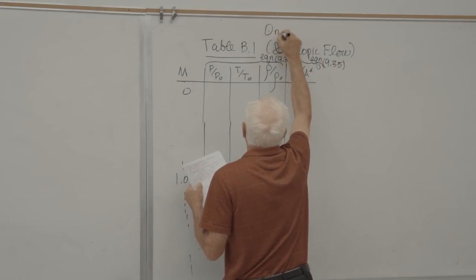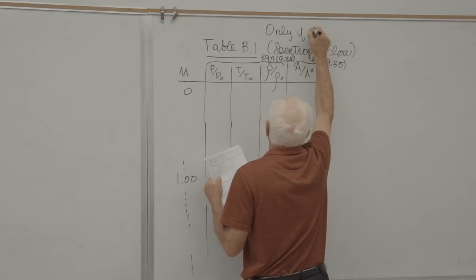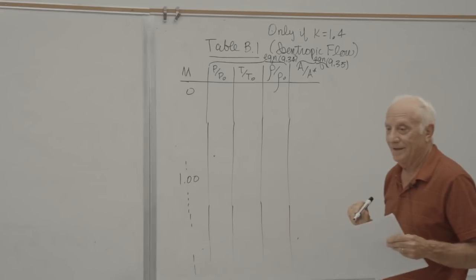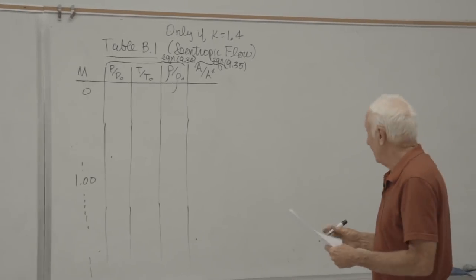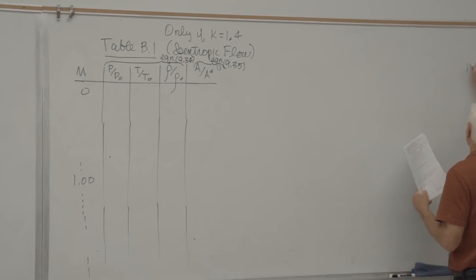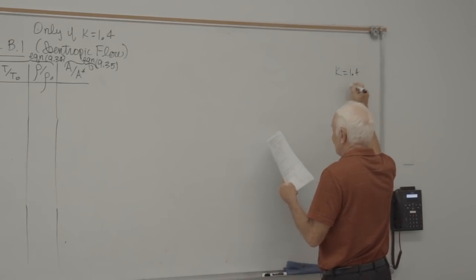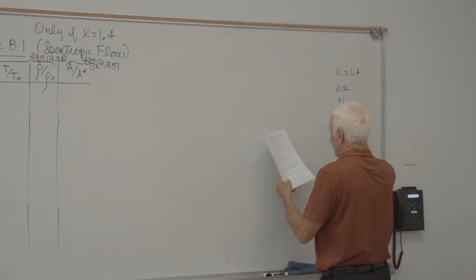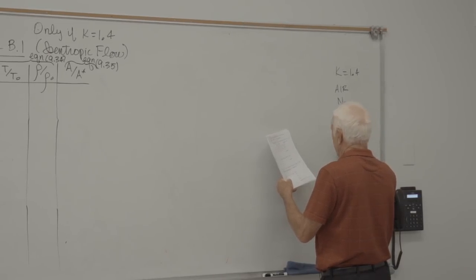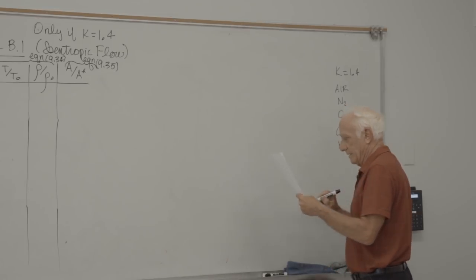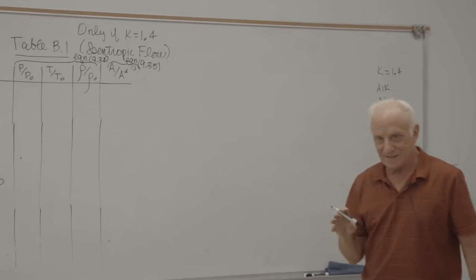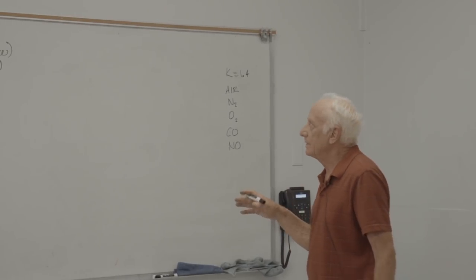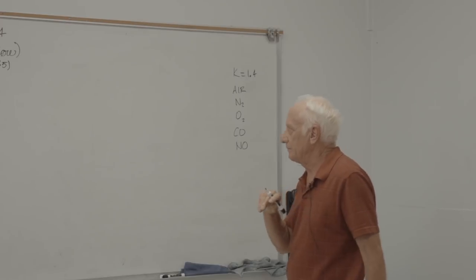The table works only if K is 1.4. Air, nitrogen, oxygen, carbon dioxide, nitrogen oxide: there are lots of gases that have K of 1.4, not just air. It's very common, so the table would work for any of those gases.